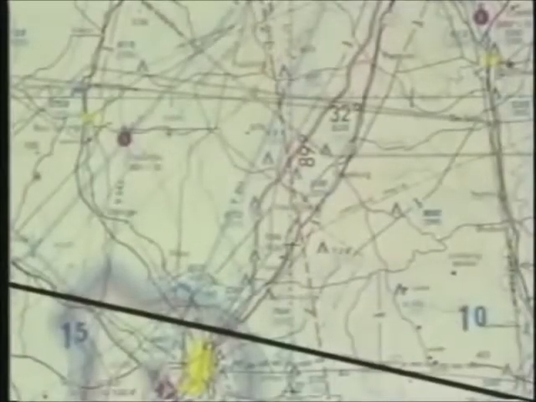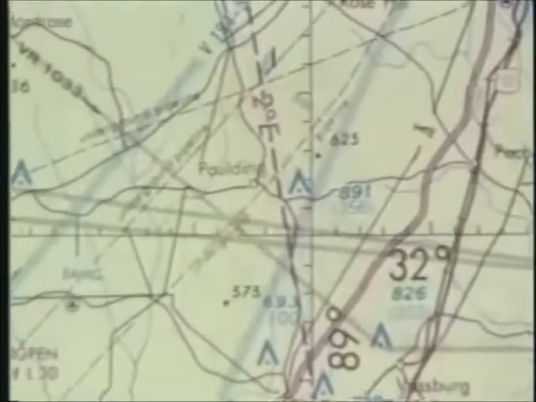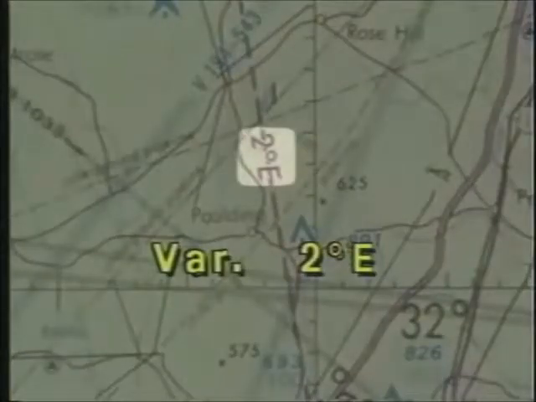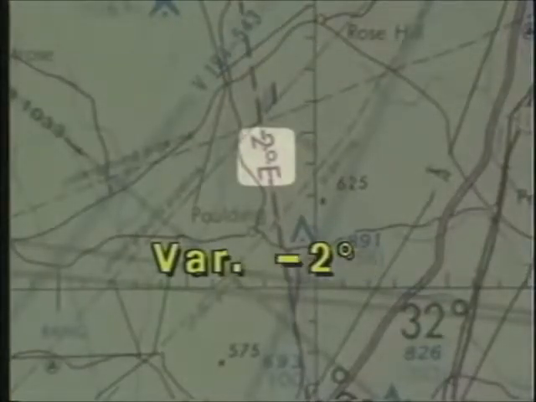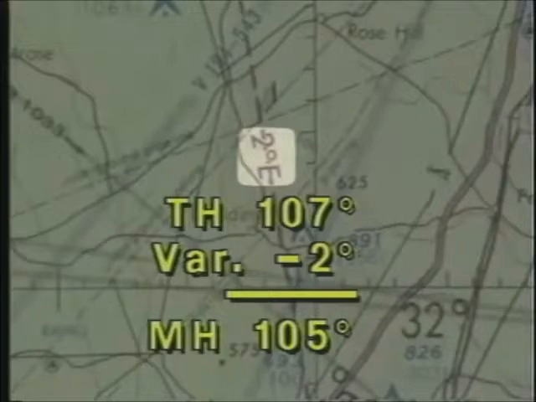Lines of variation are printed on sectional charts and are labeled in degrees west or east. When you apply variation to the true heading, westerly values are added and easterly values are subtracted. This line represents 2 degrees easterly variation. Therefore, you will subtract it from the true heading of 107 degrees to get a magnetic heading of 105 degrees. A good memory aid on whether to add or subtract variations is east is least and west is best.